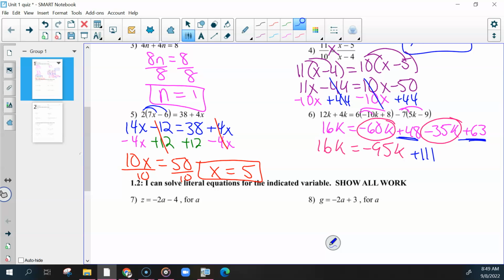To avoid that, you could add 95k to the other side to get 111k. Divide both sides by 111, and you would get 1. k equals 1 was the final answer for that one. Do we have any questions on that one?